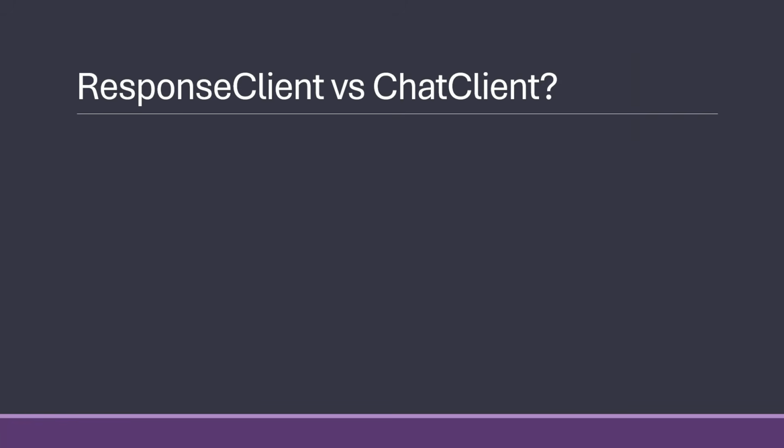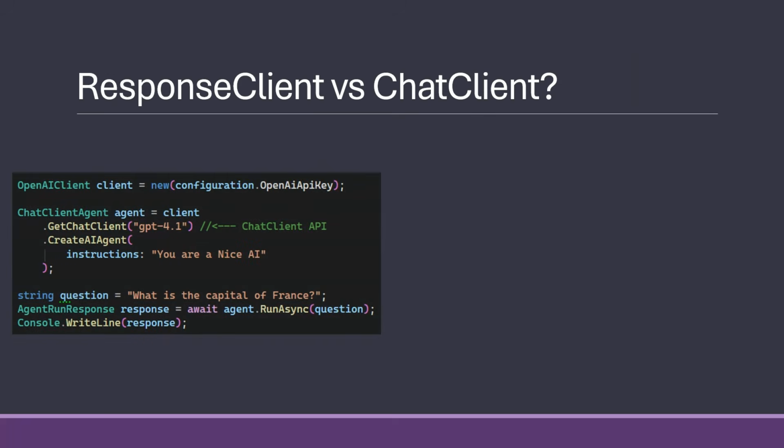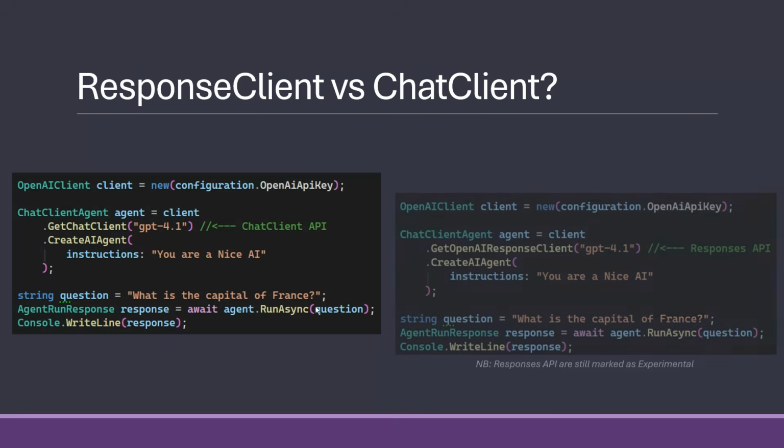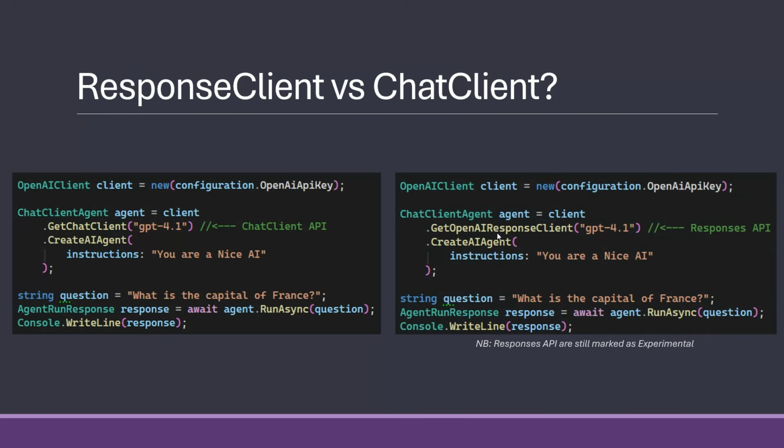Because up till now, we have used the chat client. We have set an OpenAI client or an Azure OpenAI client and said get chat client and then get agent. So this is what we have done so far. But there's also a version that says get OpenAI response client instead. And it's the only thing that is different between these two. You even get the same object type back here.